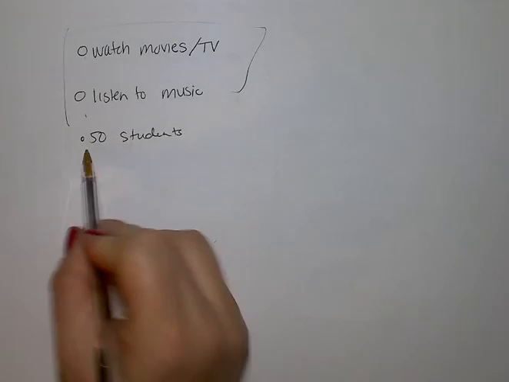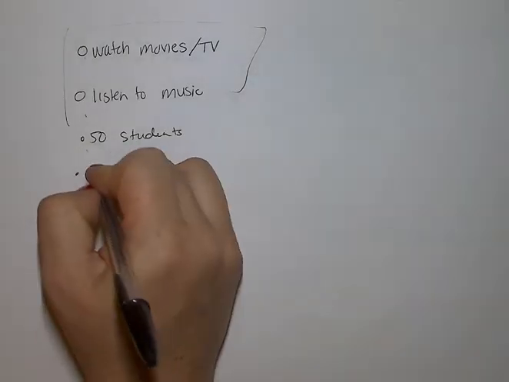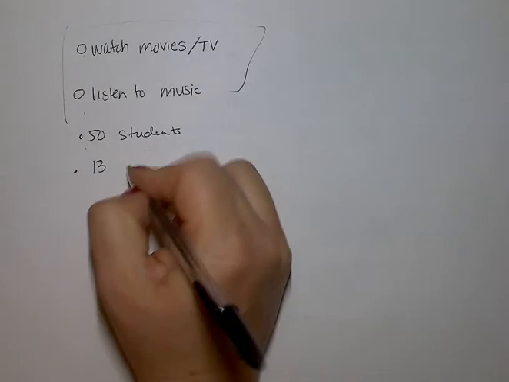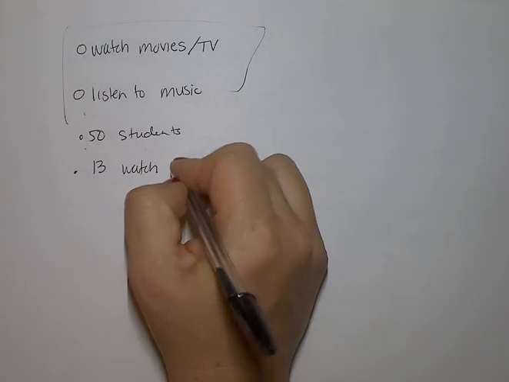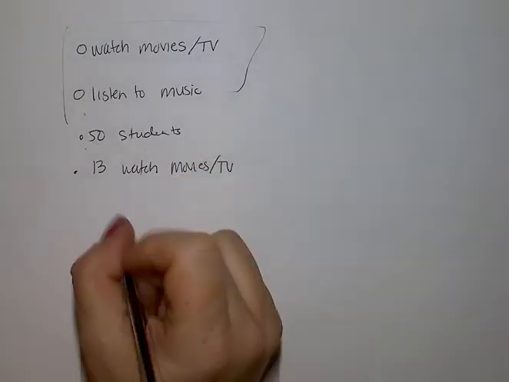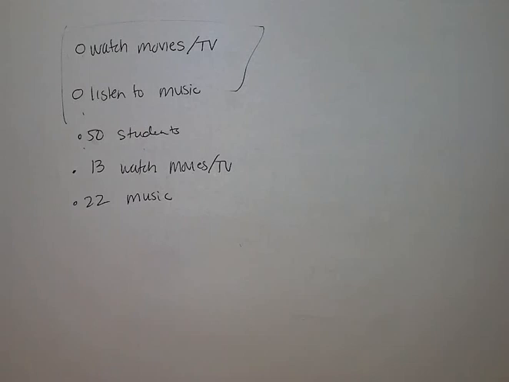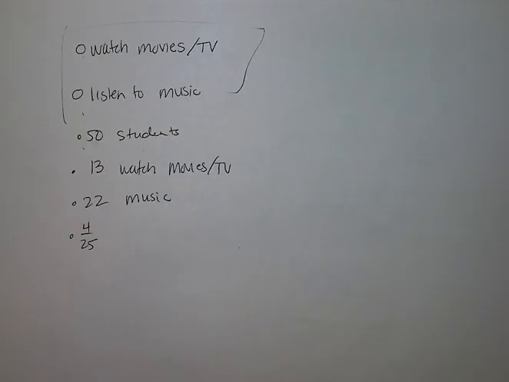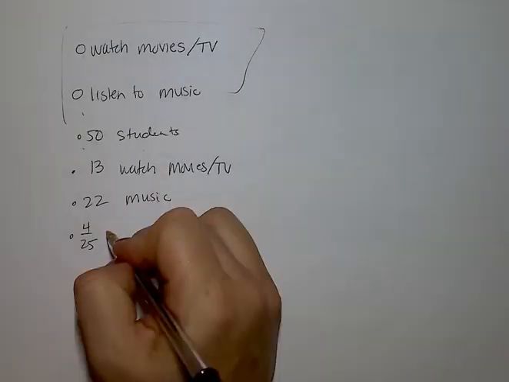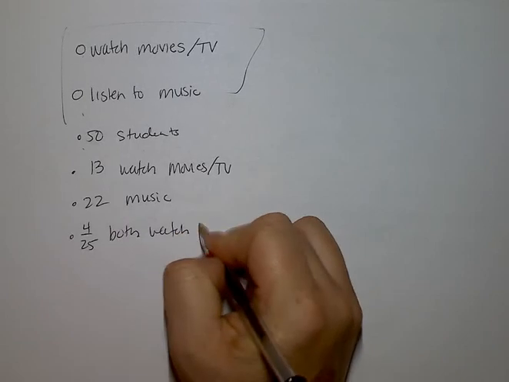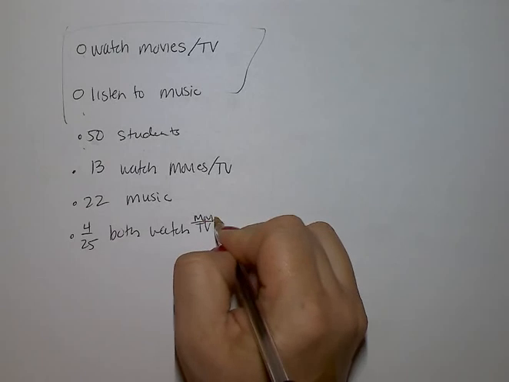So of the 50 students who are surveyed, 13 say they choose to watch movies or TV. 22 say they choose to listen to music. 4 over 25 both watch TV or movies and listen to music.